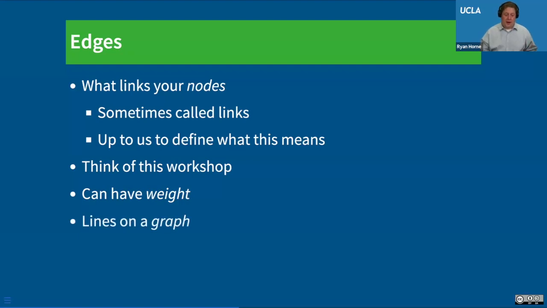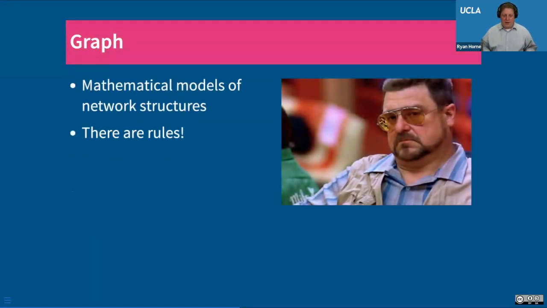These are lines on a graph. And a graph is essentially the mathematical model of network structures. There's rules for it, there's math behind it. We're not going to really get into that so much, but we are going to show you how a graph database actually creates a graph. The graph being what holds your nodes and your edges together into some kind of data model and data structure.